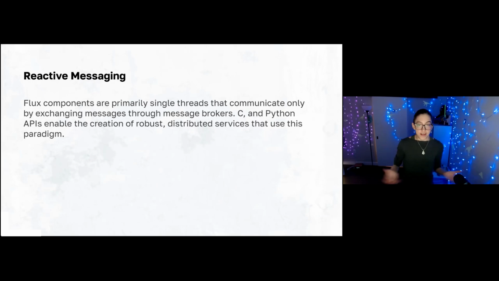So for the reactive messaging, this is actually very cool. Flux components are primarily single threads that communicate only by exchanging messages through message brokers. If you're ever interested and you look at the flux-core source code, this is a really cool design to see. This is what made me step back and think, wow, these Flux devs did a really good job at this. And there are really cool things you can do with it. For example, this year I made an ensemble project, basically running a state machine based on responding to events from Flux. I'm not going to go into details here. I'm sure I'll give a talk about it at some point, but it is super cool.